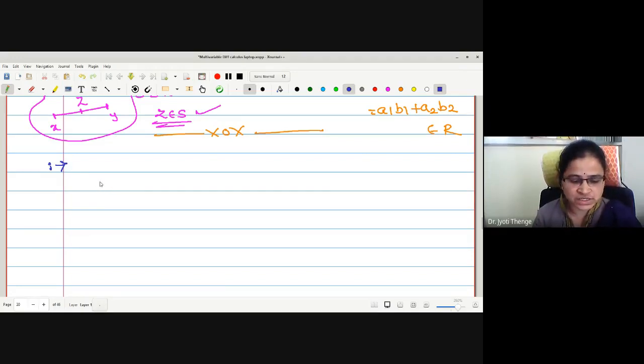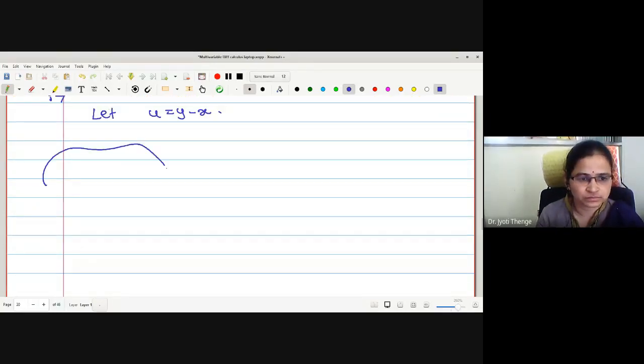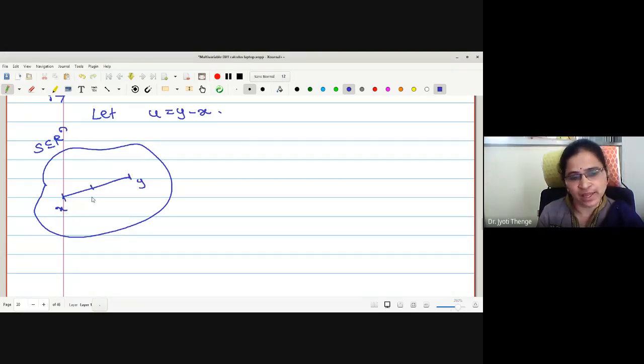To give the proof of this statement, we start with an assumption. Let u be defined as y minus x. What about an arbitrary point in this domain? Let me draw the sketch. This is x, this is y. How should I write the arbitrary point on the line segment joining the two points? Let me write it as x plus tu, where t lies between 0 and 1.